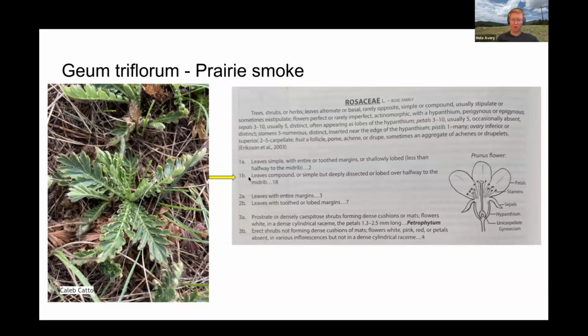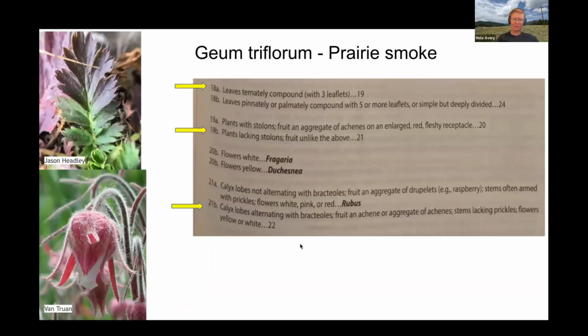So we're going to go to 1B, and you skip all the way to 18. You don't have to mess around with all those other things. So we're going to skip to 18. These leaves are ternately compound, having 3 leaflets. And that goes to 19. Plants lacking stolons, which is the above ground rhizome structure.